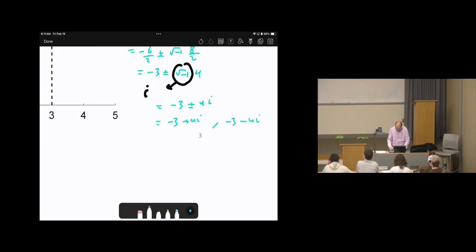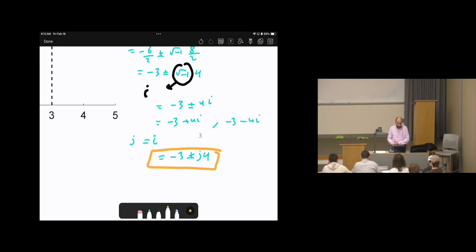So in electrical engineering, we replace I by J, so it will be negative 3 plus minus J4. That's what we will use. So J is the same as I. When you do it on the calculator, you need to insert I. But when you solve electrical engineering problems, you need to replace I by J. Okay? Again, this is to avoid the confusion between the current and the imaginary number I. So we use J.